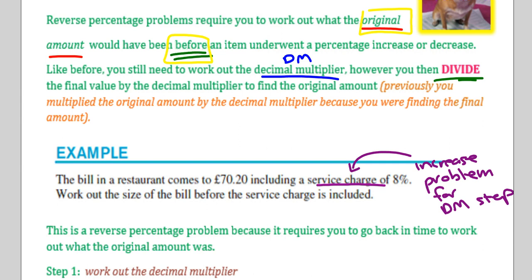But for the second step, we need to see, do we multiply or divide? So work out the size of the bill before the service charge is included. What's the key word there that tells us it's a reverse problem? Yeah, exactly. Before. So that's a key word. So they want you to find the old value. So divide in the second step.